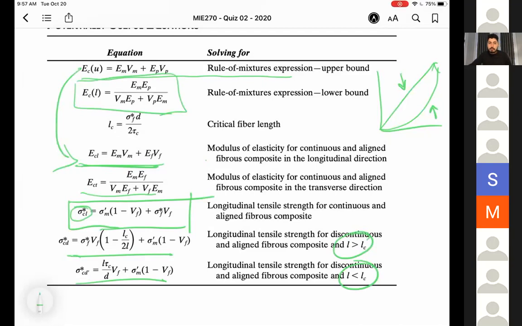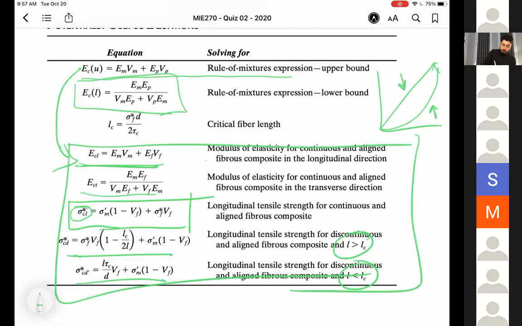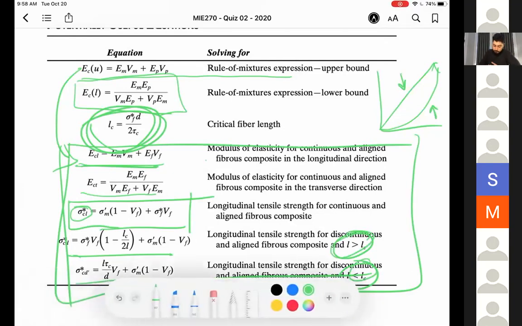I would say these equations down here are the ones that you would need to know. Oh, and this one. What's that one? I haven't seen that one. This is the critical length equation. So the critical length is going to be useful to determine which discontinuous formula you're going to use.